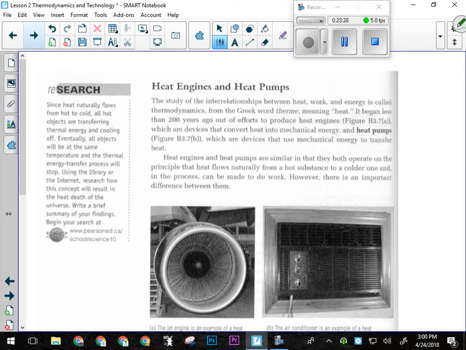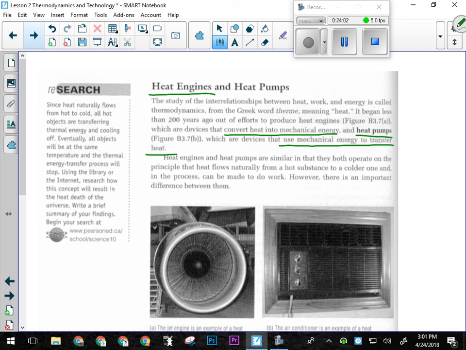So heat engines, like we said, a jet engine is an example of a heat engine. An air conditioner and a refrigerator are an example of a heat pump. Heat engines convert heat into mechanical energy. Heat pumps use mechanical energy to transfer heat. So we just said that the second law of thermodynamics says heat flows naturally from hot to cold.